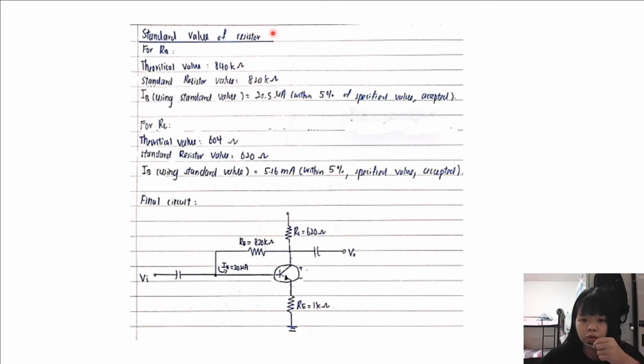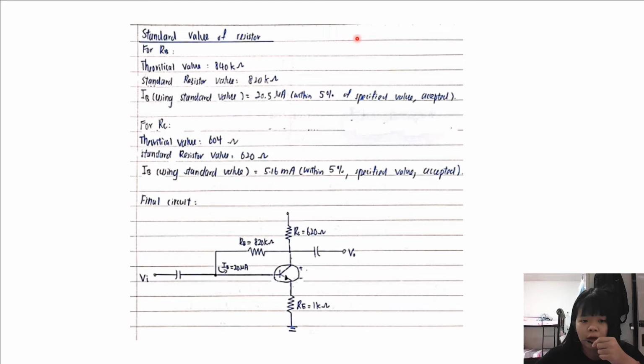Now we need to consider the standard value from the table of commercially available resistors. For the RB, we get the theoretical value, which is 840 k ohm. So we take the nearest standard value, which is 820 k ohm. Then for the IB, we get 20.5 µA. It is within 5% of the specified value, so it is accepted.